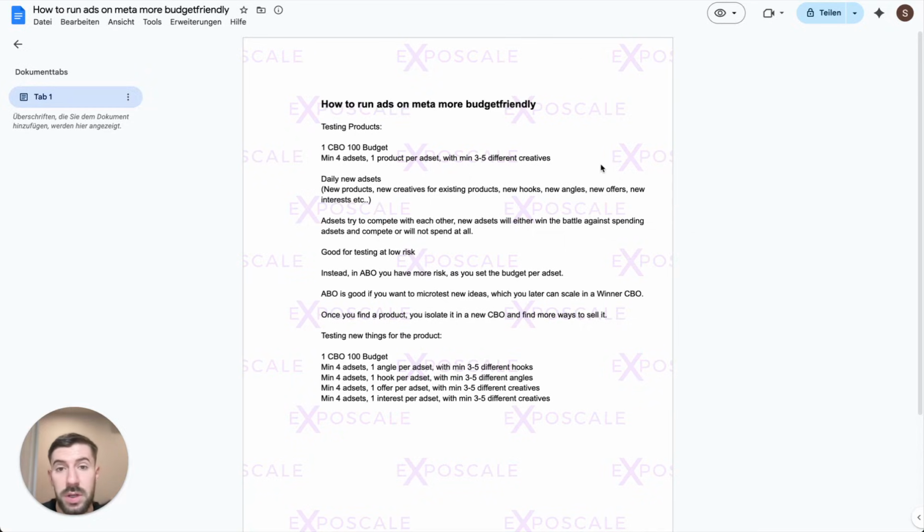If you find something working really, really well, it depends. For example, a product or collection which you're pretty sure is a banger, then what you can do is make a new isolated CBO just for that collection, just for that product. Instead of testing new products, because you already found it, you're now testing new ways to sell that collection or product. So you make more ad sets, more ideas for that product. By isolating the winning product in a new CBO, you can completely double down on finding different ways to sell this product as efficiently as possible.